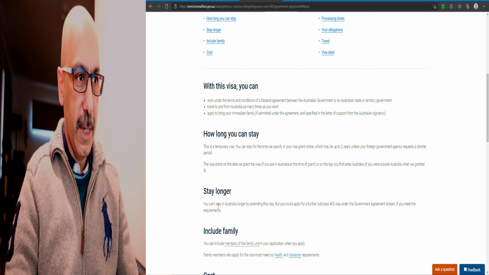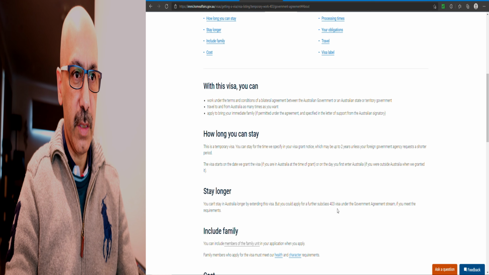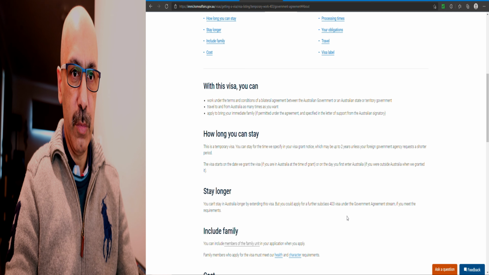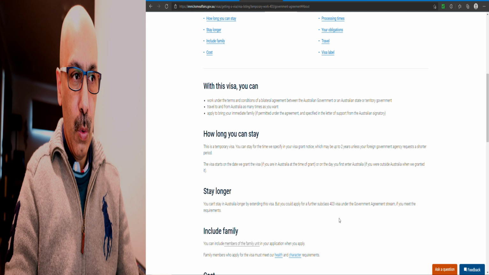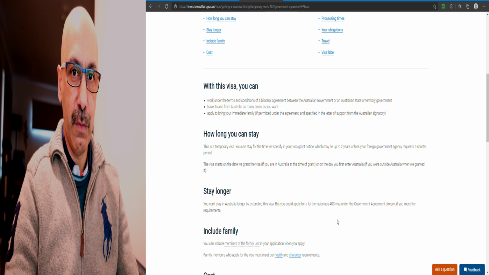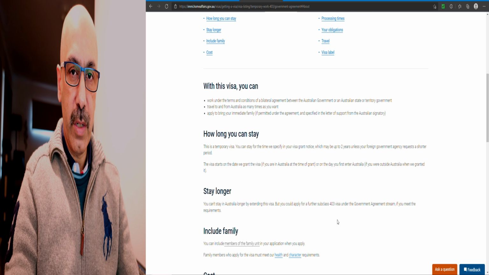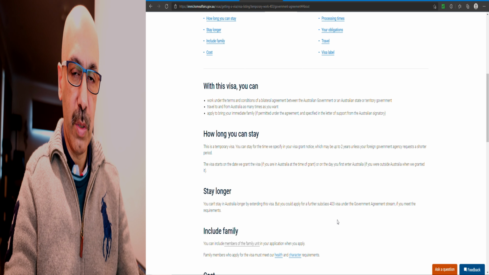Stay longer, yes, this is the one you need to know. You can't stay in Australia longer by extending this visa, but you could apply for a further subclass 403 visa under the government agreement stream if you meet the requirements. So you cannot extend the visa you are already on to stay for another 2 years or 3 years. You need to apply for a new visa.